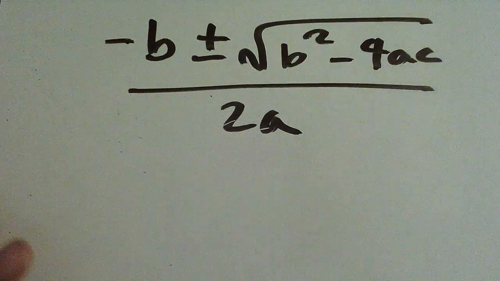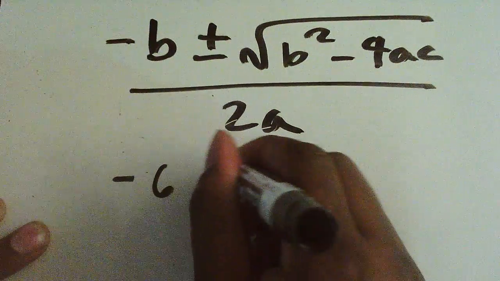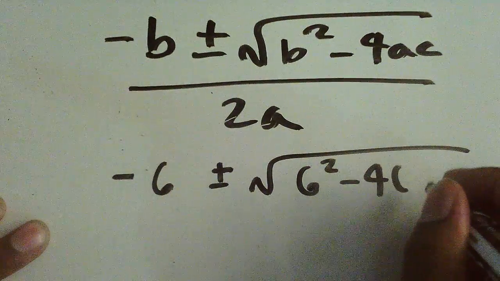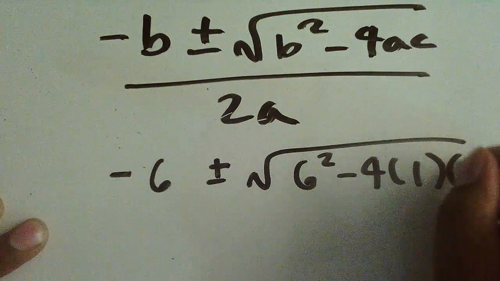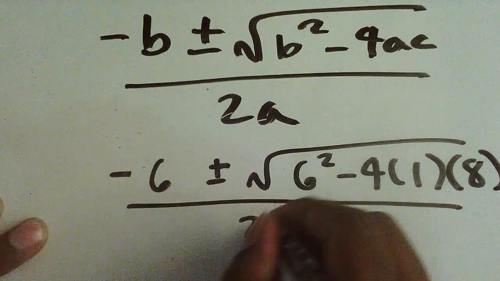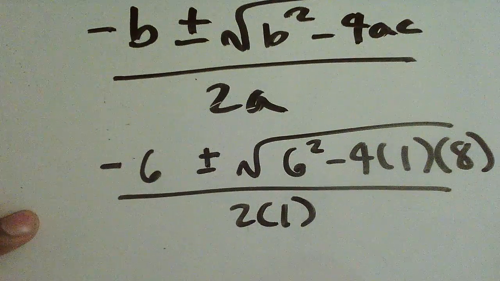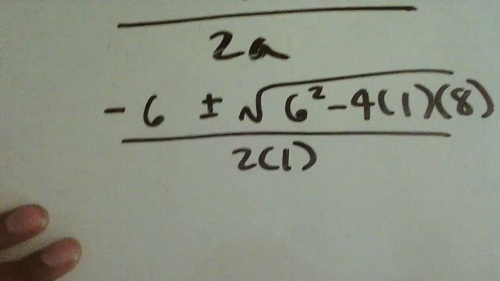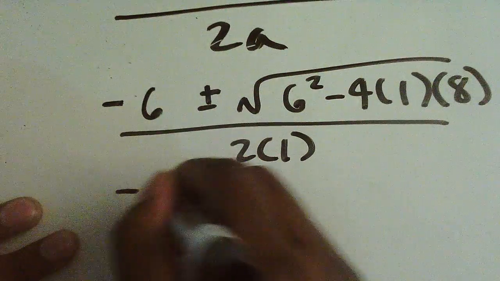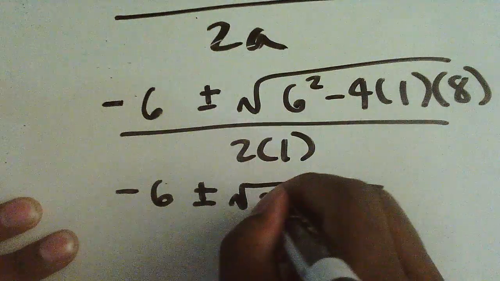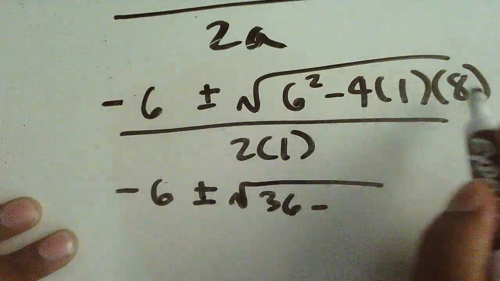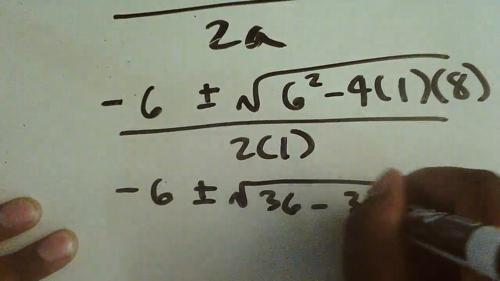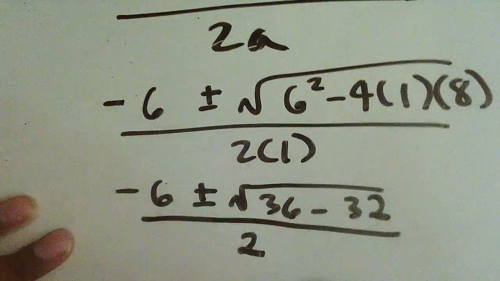So in this case, we're going to have negative 6 plus or minus the square root of 6 squared minus 4 times a is 1 times 8 all over 2 times 1. This is problem 111. So then from there, we're going to have negative 6 plus or minus the square root of 36 minus 4 times 8 is 32, all over 2 times 1, which is 2.